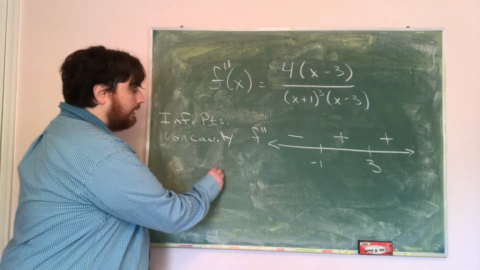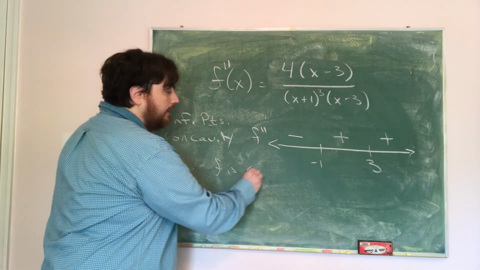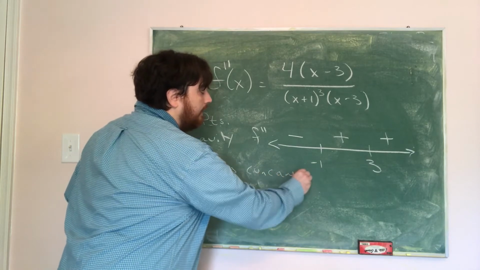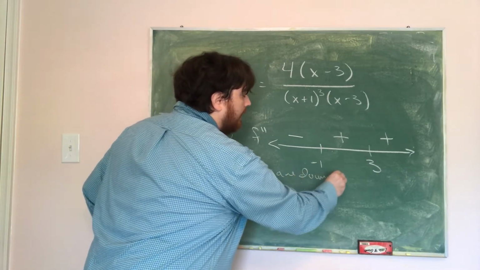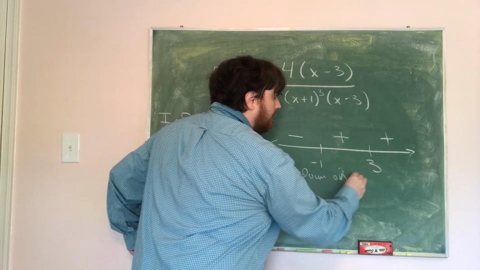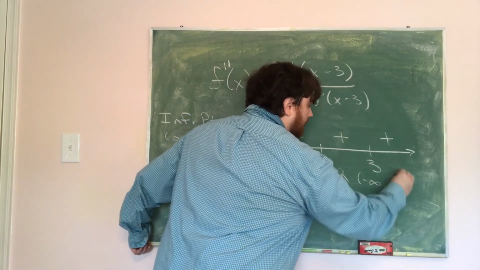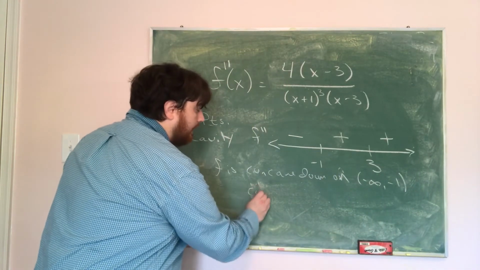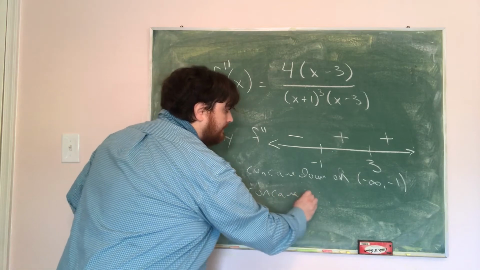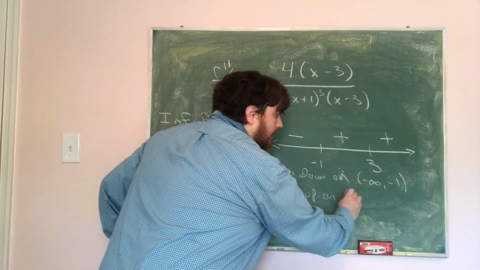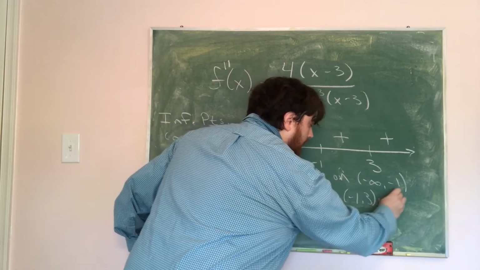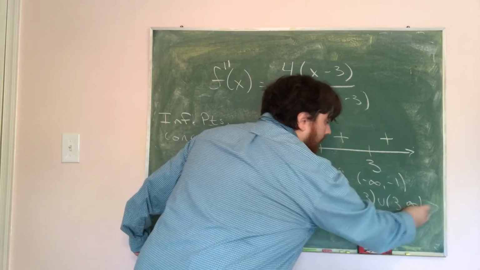So what that means is that f is concave down on negative infinity to negative 1, and it is concave up on the interval negative 1 to 3, union 3 to infinity.